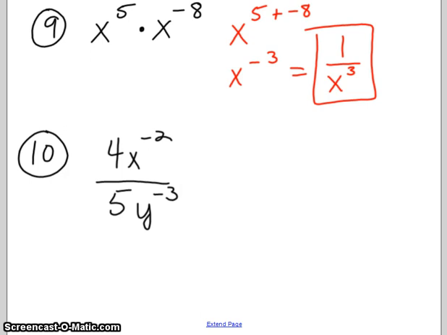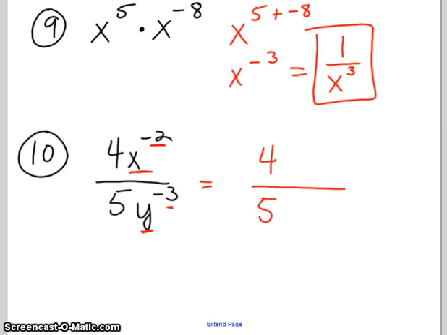Number 10, okay, we're starting to get into bigger problems. What might be a good idea is to separate them. I have 4 over 5 with my coefficients. Remember, the x is raised to negative 2, not 4, and the y is raised to negative 3, not 5. So in my answer, 4 over 5 is still going to be there. Alright, they're both raised to positive 1. They stay. Okay, and you can't simplify 4 over 5. There's no number that goes into both.